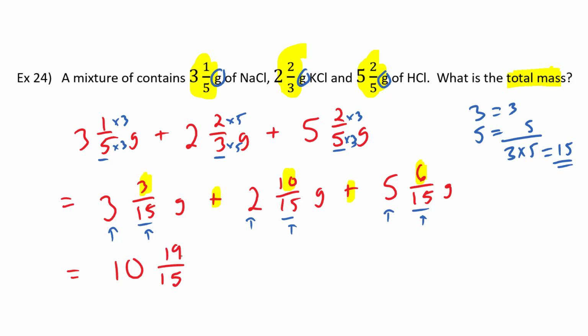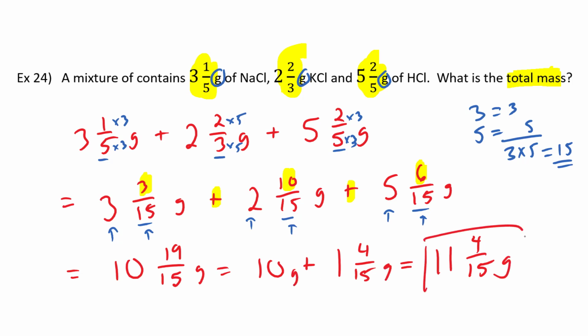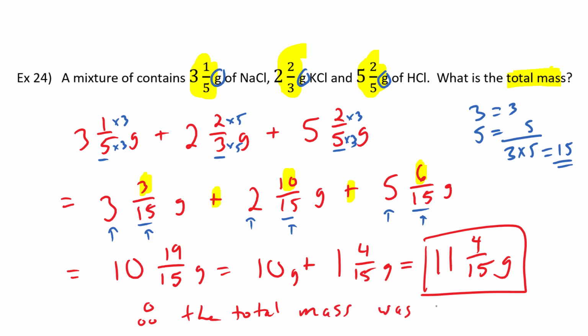We get 19 over 15. Notice here, 19 over 15 is an improper fraction. So let's convert that over to a mixed number. 1 and 4 over 15. Combine the 1 and the 10. 11 and 4/15. Can we take a common factor out of 4 and 15? We cannot. Make sure when you're doing this, keep your grams in there. Therefore, the total mass was 11 and 4/15 of a gram.